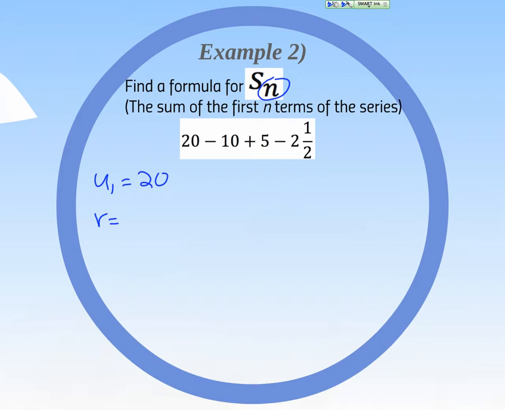Did you guys get 20 for the first term? What about the common ratio? It happens to be -1/2 again. That was just a coincidence. So, which formula do you guys want to use? Do you want to stick with the one we already used, or do you want to try the other one? You want to try the other one?